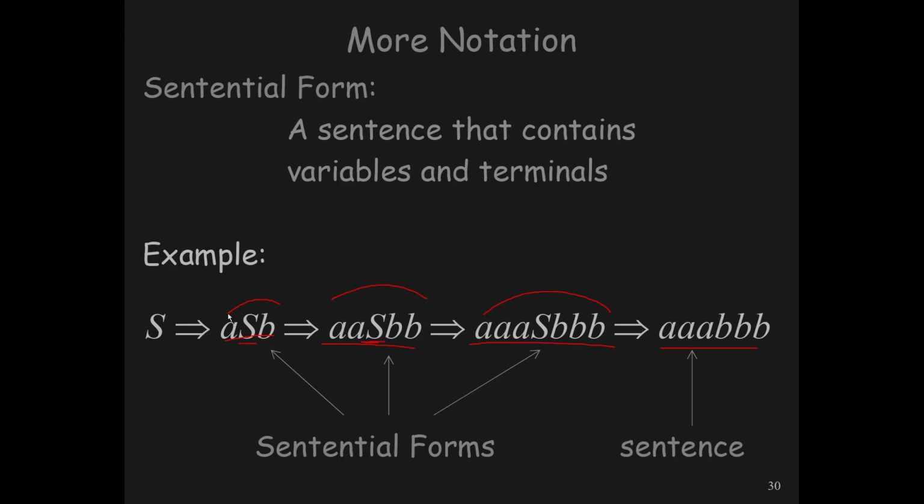nor is AASBB. Once you get rid of all the variables, by applying rules repeatedly, you're going to arrive at something that is actually generated by the grammar, and that's AAABBB and that's part of the actual language. But AAASBBB is not part of the language. It's only a sentential form that is kind of an intermediate thing on your way to generating something that is in the language corresponding to this context-free grammar.